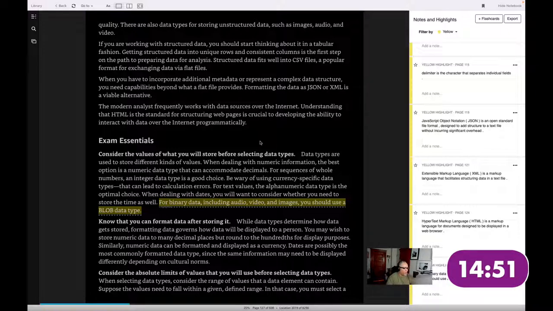I could see that question being something like, for the blob data type, which one of the four choices, because I could see there being audio, video, and images, and something else like numbers. Which one of these should not be used in the blob data type? I could see that being a test question.